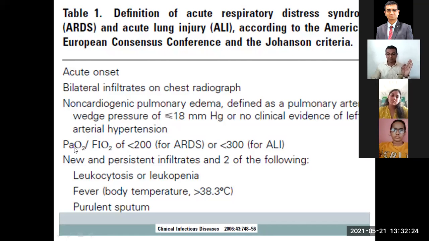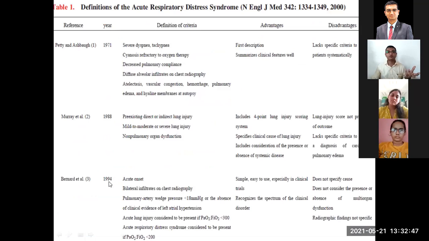Most important thing is this: when your PaO2 by FiO2 is less than 200, it means the patient is having ARDS. If it is less than 300, the patient is having ALI. With that, you can see purulent sputum, fever, and a high amount of WBC in your blood or in the sputum. This indicates the patient is going for ARDS. So many different authors have made their diagnostic criteria and definition of ARDS.